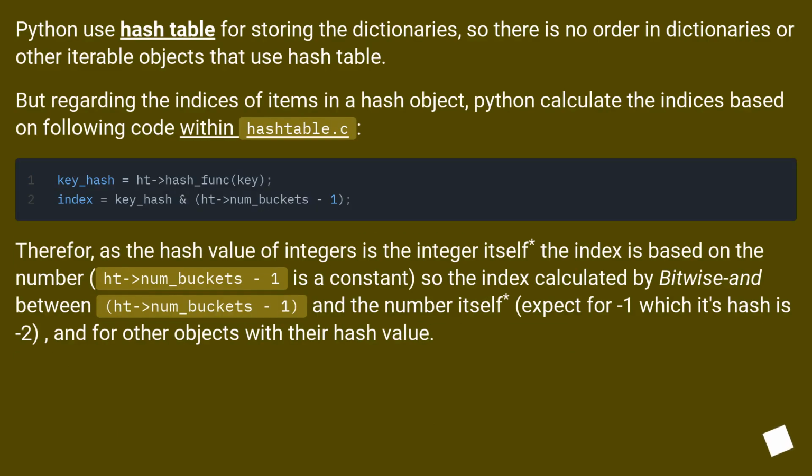Python uses a hashtable for storing dictionaries, so there is no order in dictionaries or other iterable objects that use a hash table. But regarding the indices of items in a hash object, Python calculates the indices based on the following code within hashtable.c. Therefore, as the hash value of integers is the integer itself, the index is based on the number, ht->num_buckets - 1 is a constant, so the index is calculated by bitwise AND between ht->num_buckets - 1 and the number itself, except for -1 whose hash is -2, and for other objects with their hash value.